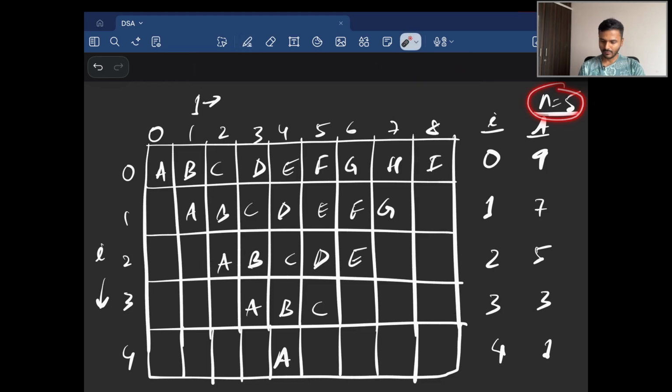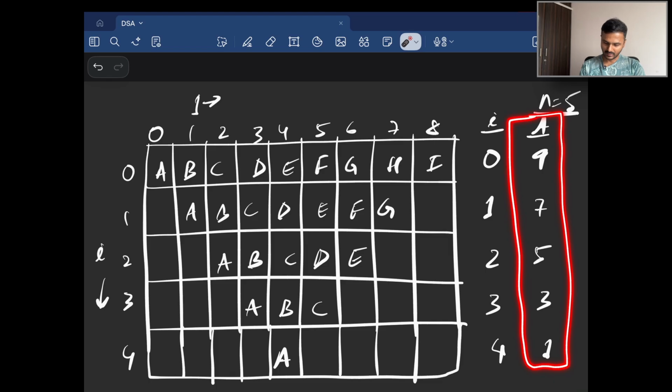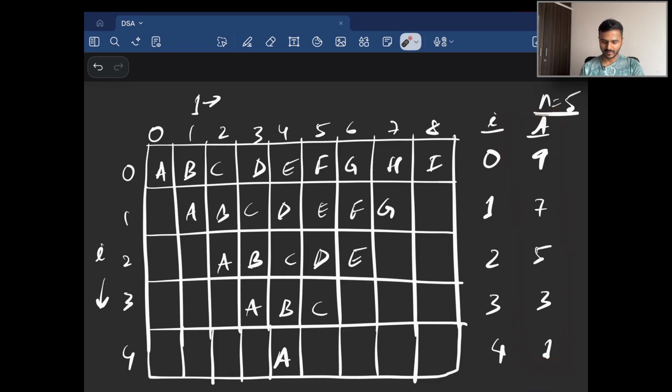So for n equal to 5, this is what we are supposed to print, right? Now over here, the discussion that we had about this portion would remain the same. That is, when I equal to 0, we need to print 9 characters. In the last question, it was the same letter whole throughout the row, but in this question, it is starting from A and going all the way up to I.